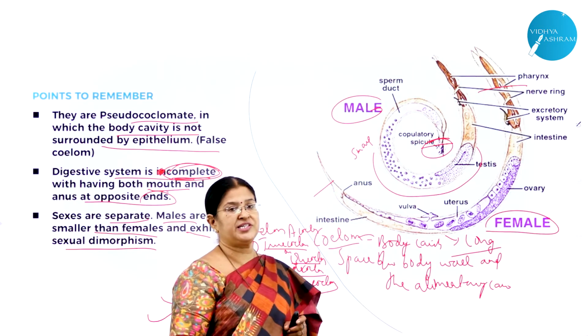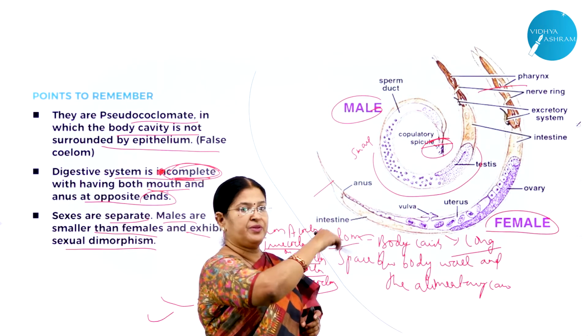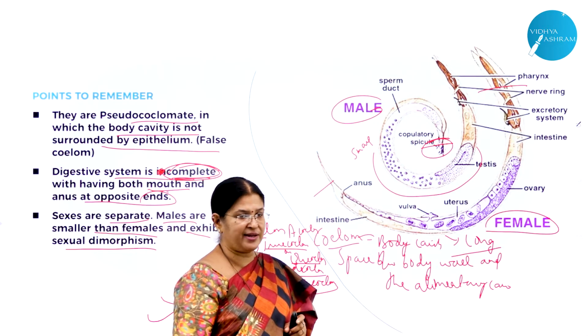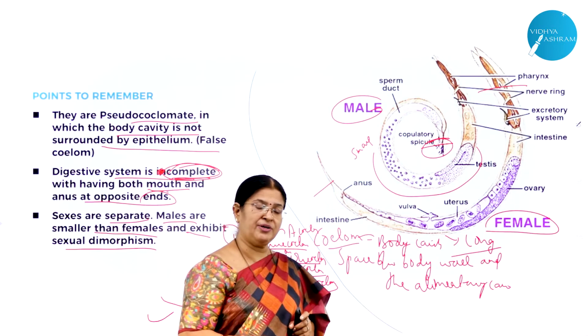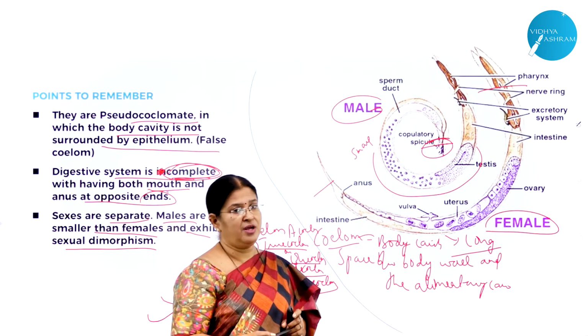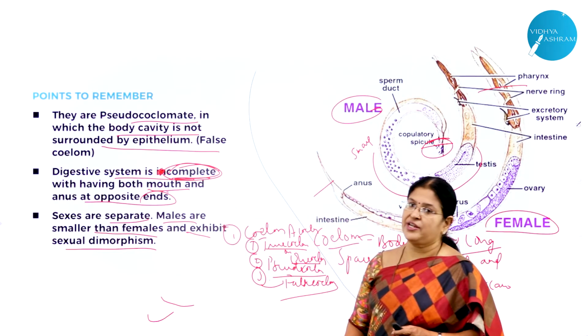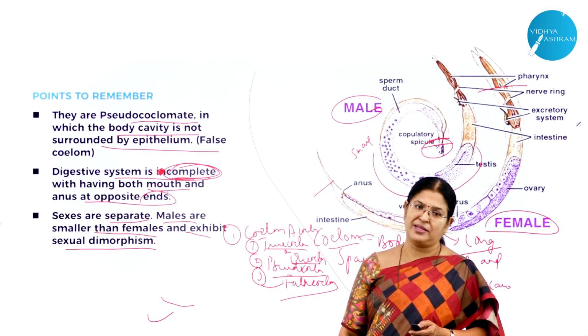So how do we differentiate a male Ascaris from a female Ascaris? The male Ascaris is smaller in size compared to the female Ascaris, whereas the male Ascaris at one end of the body is curved and has copulatory spicules, which are absent in female Ascaris. So all these are the very important characteristic features of this phylum.